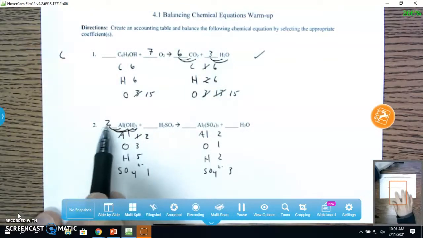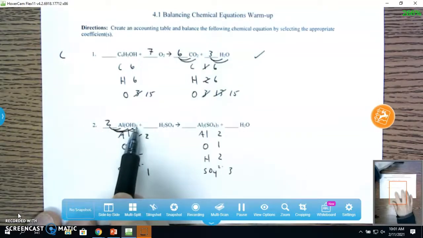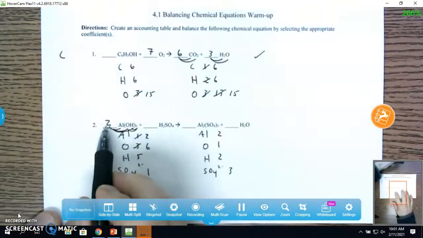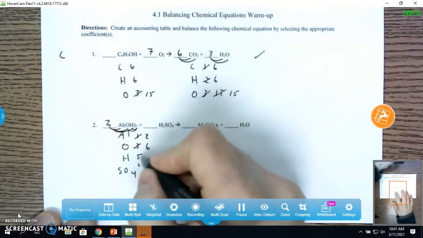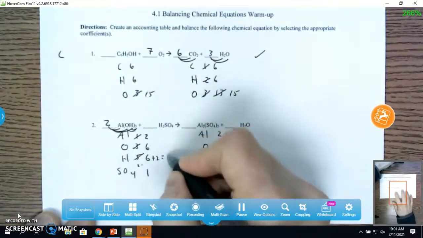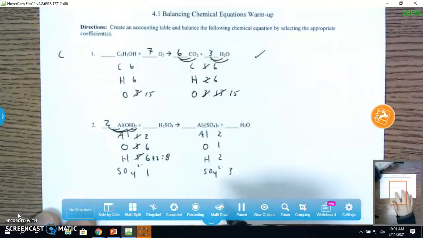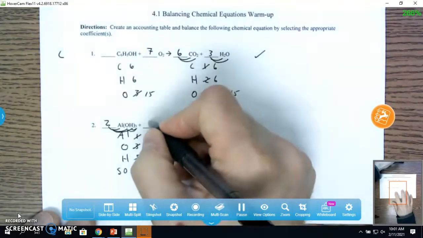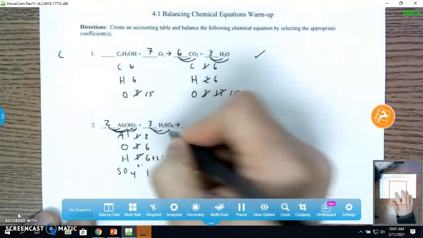So now I've got 2 times 3 is going to be 6 oxygens, and I've got 2 times 3 is going to be 6 hydrogens, plus these 2 over here. That gives me 8 hydrogens currently. Now I move on to the sulfate. I've got 3 on the product side, but 1 on the reactant side. So I always work on the side that has a fewer number of that particular substance. So I need a coefficient 3 right here.